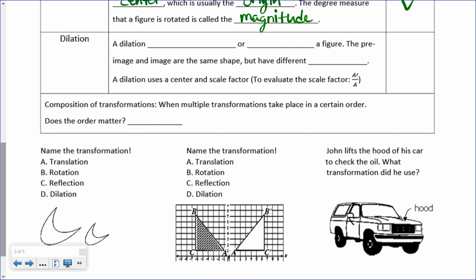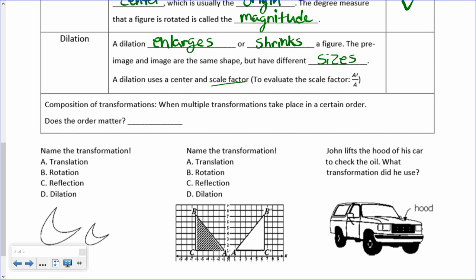Dilation. It's going to do two different things. It's either going to enlarge or shrink a shape or a figure. So it's either going to get bigger or it's going to get smaller. The pre-image and the image are going to be the same shape, but what changes? Their size. Same shape, different sizes. We determine the difference in size based on the scale factor. It's kind of like the magnitude for our rotation, but it's called the scale factor for a dilation. You're basically going to multiply everything by that scale factor to either make it grow or shrink.